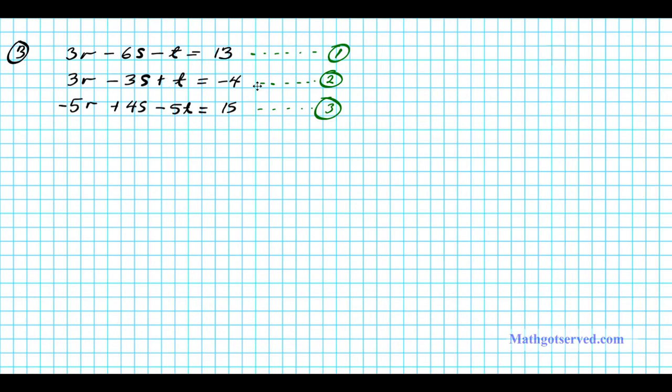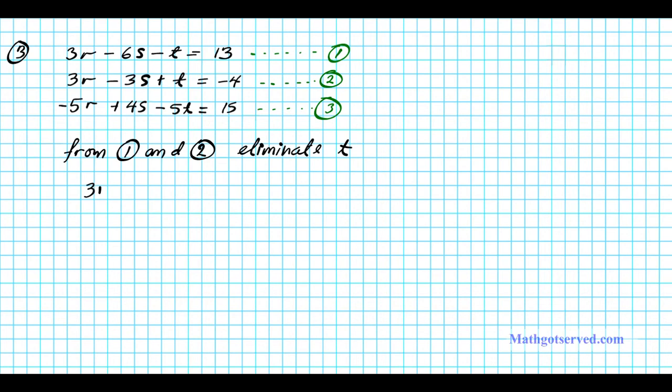Since the coefficient of t here is 1, that's the easiest to eliminate. You can eliminate anything you want, but I'm trying to be efficient here, make the best use of the situation we have. Okay, so since this is our target 2, we're going to combine 1 and 2 and eliminate t. Let's write that down. From 1 and 2, we're going to eliminate t. Okay? So let's set it up.